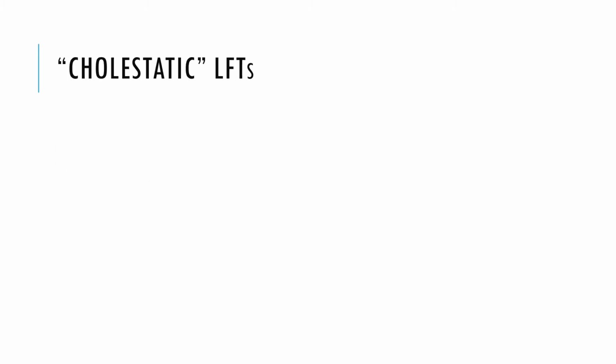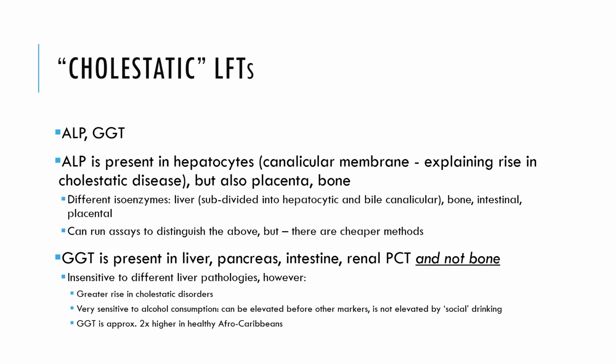The other pattern we're going to talk about is the cholestatic pattern, which represents a predominant increase in ALP and GGT. These two enzymes are on the canalicular membrane of hepatocytes and so are more sensitive to biliary pathology. ALP is also present in placenta and bone and so can be raised in bone diseases and also physiologically in pregnancy. Now, these are different isoenzymes and you can use an assay to distinguish them, but it's much easier to just use GGT because GGT is not expressed in bone. So a rise in ALP and GGT suggests a biliary pathology.